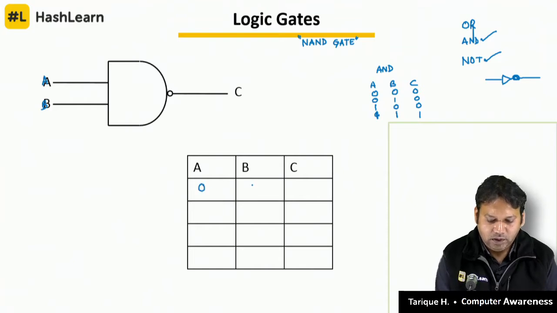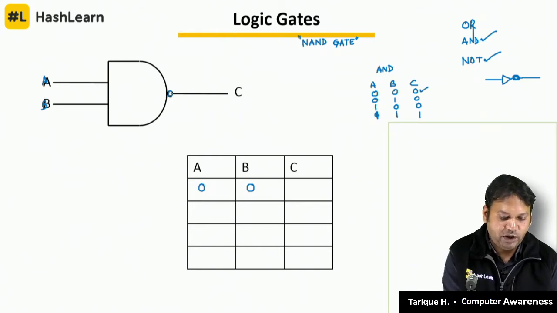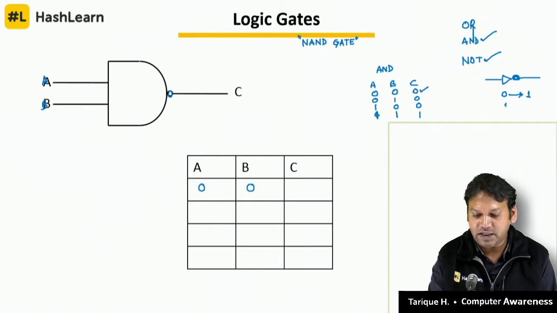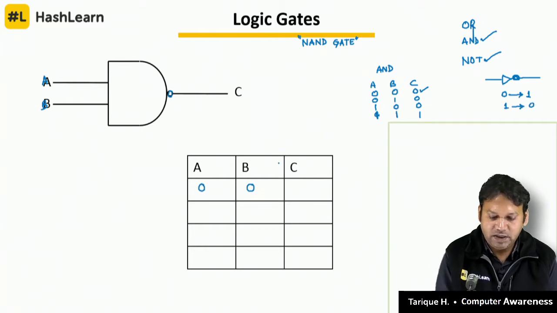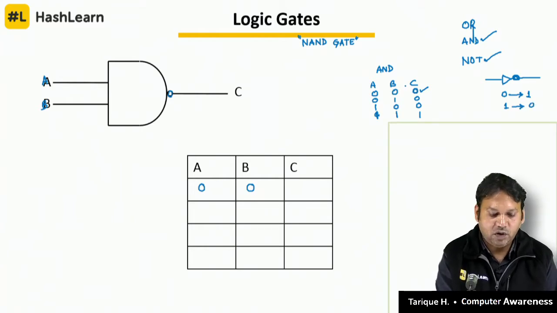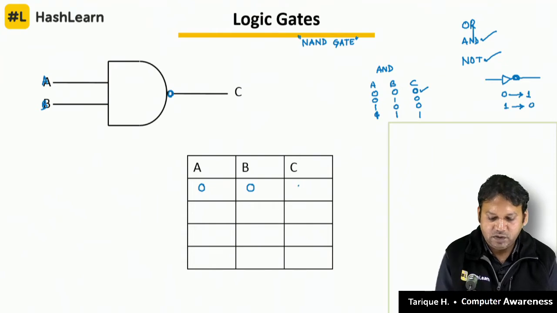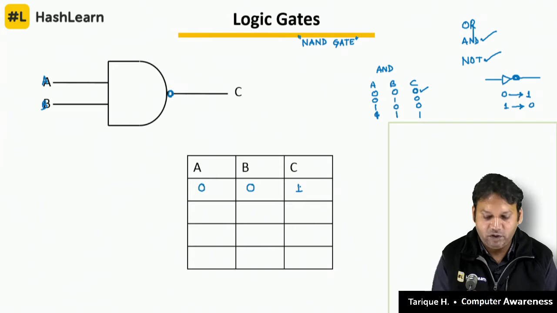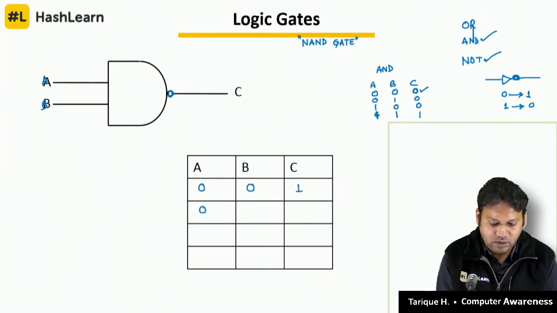0, 0 should be equal to 0, but what happens when we have the NOT gate? The NOT gate converts 0 to 1, and 1 to 0. See, we are doing this slowly and clearly for you to understand how it works out. So 0 and 0 was 0, but the NOT gate here will convert this into 1. So it will become 0 0 1. Clear? Now I am sure that you are following very clearly. Let's take 0 and 1.